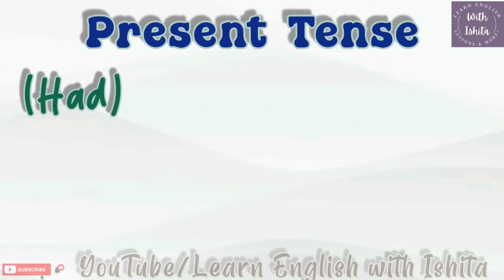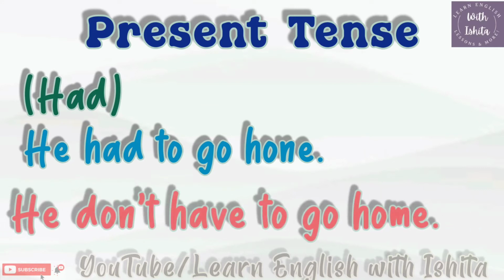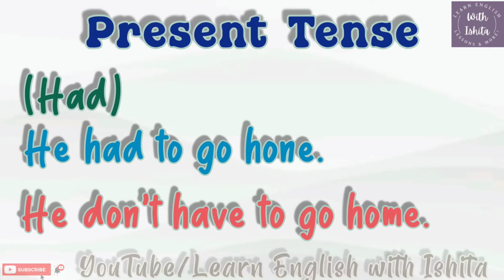Now we will talk about had in past tense. For example, he had to go home. In negative, that will turn into he didn't have to go home.